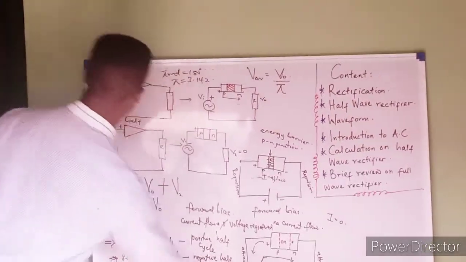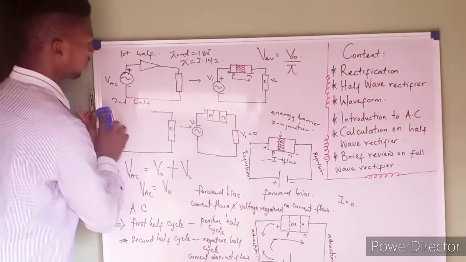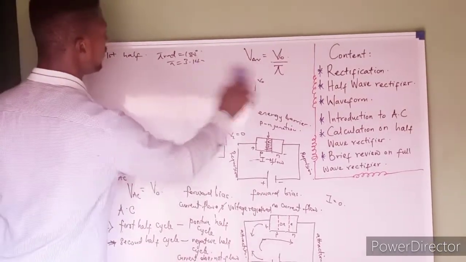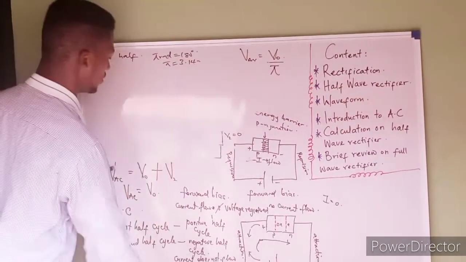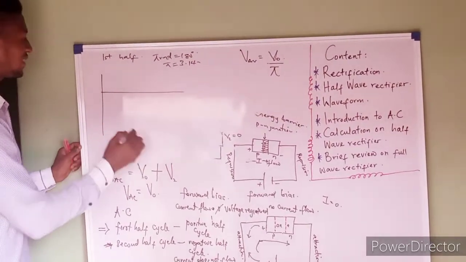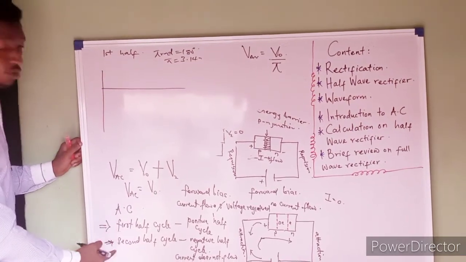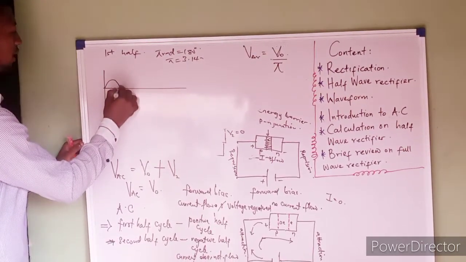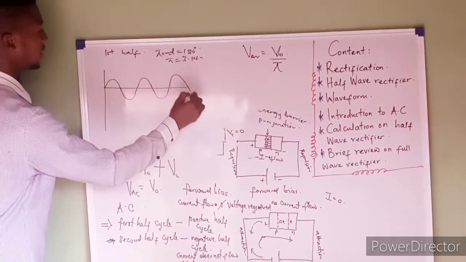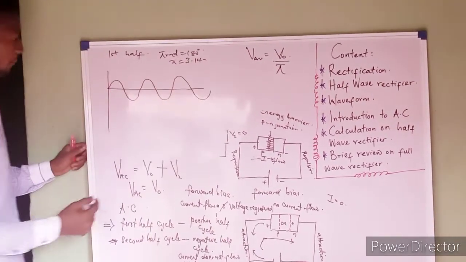Let's see the waveform quickly. In the waveform, this is what you now have. We already know that an alternating circuit is having two cycles, the upward and the downward, and it continues like that.